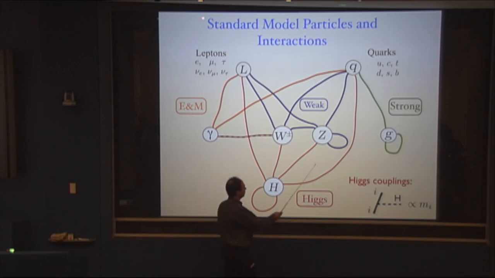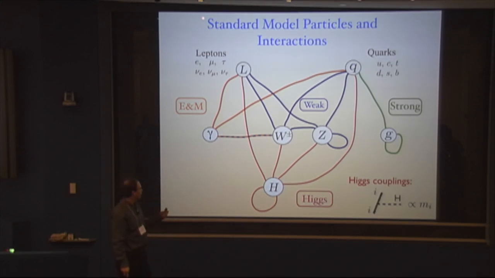I've tried to indicate here where things can self-interact, so the gluons can interact with themselves. It's what's known as a non-abelian gauge theory. The weak bosons can also interact with themselves, but not the photon. And finally, we have this player called the Higgs, and he or she can interact with everybody that's a quark or a lepton or a massive particle. So the W, the Z, and the leptons and quarks are massive particles. The photon and the gluons are not.